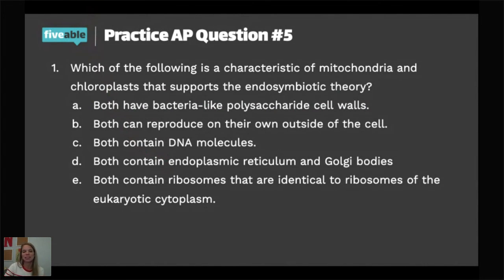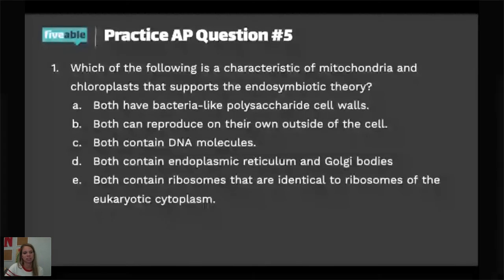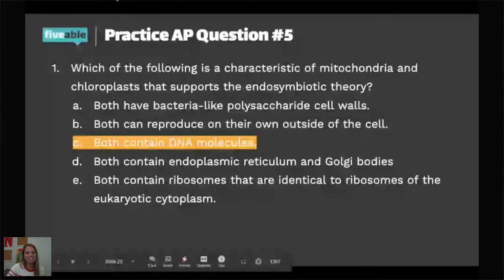Which of the following is a characteristic of mitochondria and chloroplasts that supports the endosymbiotic theory? So this is kind of like the same question, but different words. Tell me what you think. I see B and I see C. And I see B. And I see B, and I see C. We're all over the place. All right. Moment of truth, y'all. Drum roll it up. It's C.